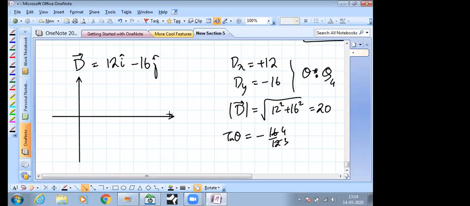Meanwhile, if you draw the vector, you will see that it looks like this. Its x component is positive 12. Its y component is minus 16.